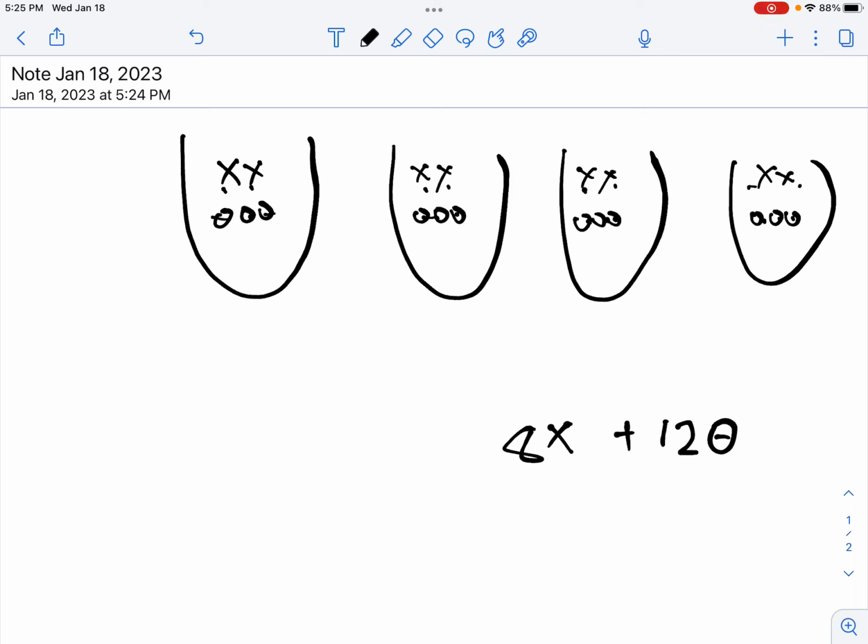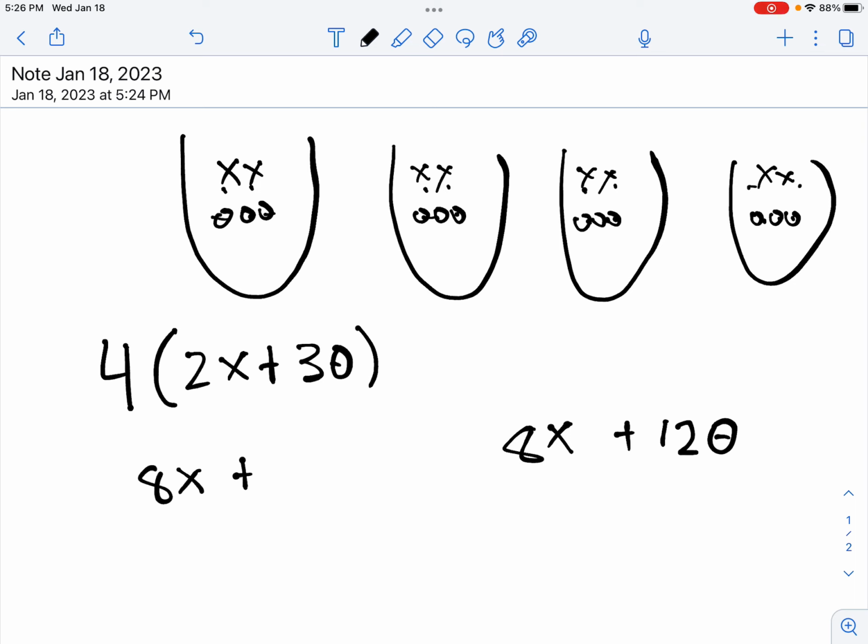Now, the distributive property is another way of writing this. If I wrote 4 times (2x plus 3 o's), then this means I have 4 bags. Each bag has 2x and 3 o's. So 4 times 2 is 8x, and 4 times 3o is 12o. And I have 8x and 12 o's.